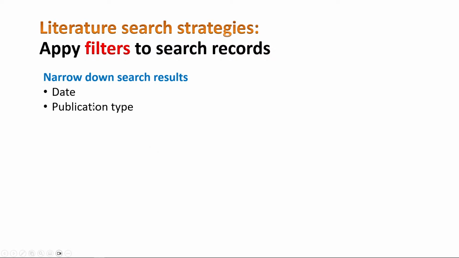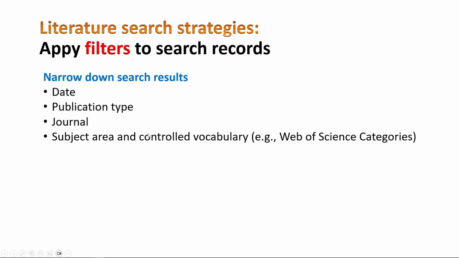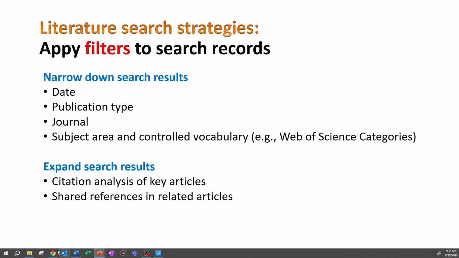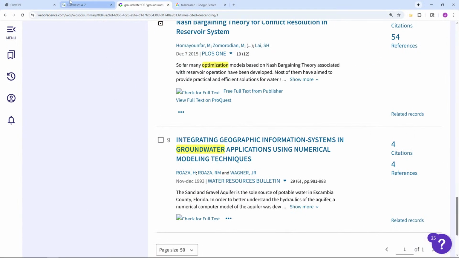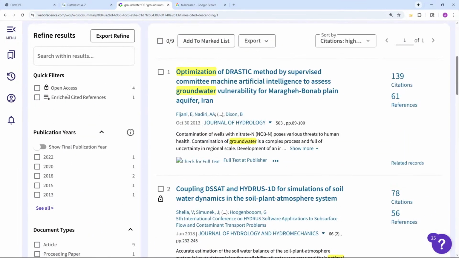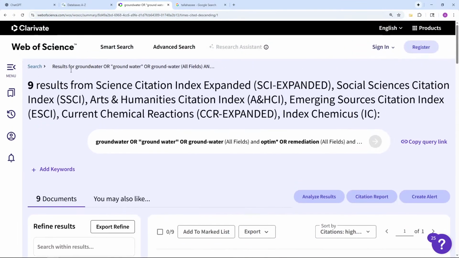We've seen this, like you can filter by date, by publication type, by journal, subject area, control vocabulary. You can expand your search. You can use citation analysis and key article or shared reference and related articles. So we looked at this one. Let's look here. That's also a very important search strategy, and I want you to learn this search strategy.